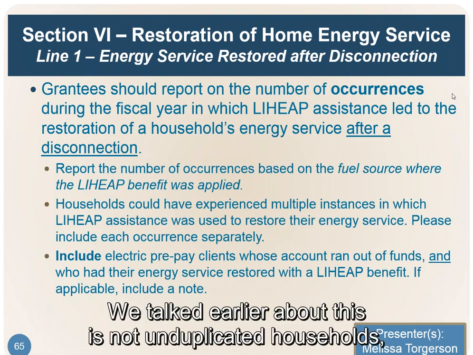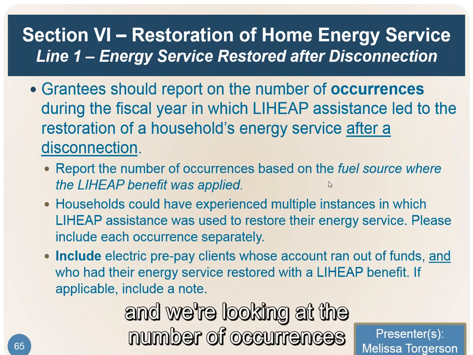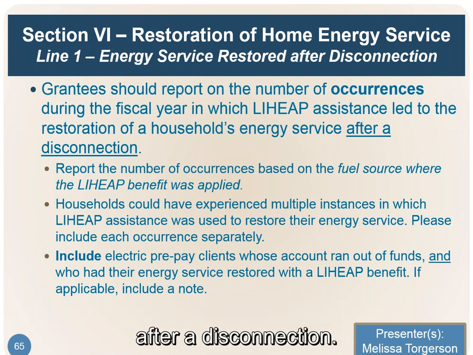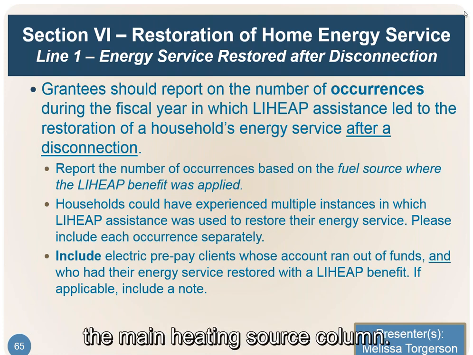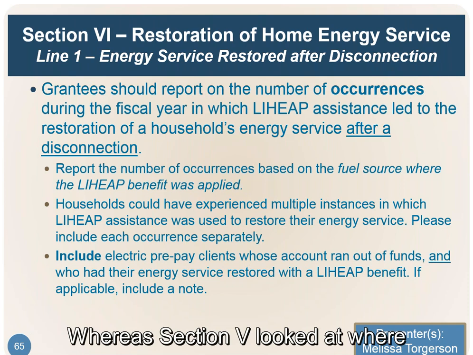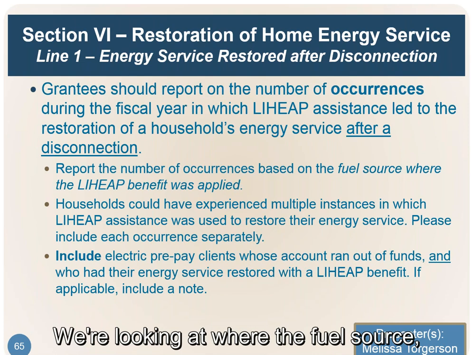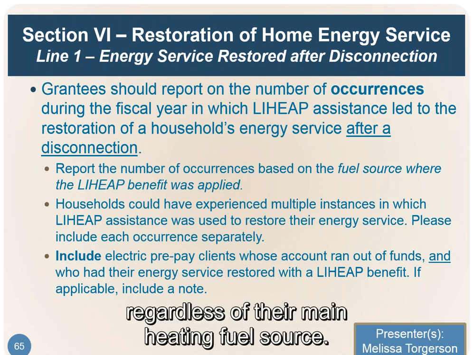We talked earlier about this not being unduplicated households. This is the number of occurrences, and we're looking at the number of occurrences where LIHEAP assistance led to restoration after a disconnection. You'll notice that I slipped at the beginning of this and said you'll want to look at the main heating source column, but that's not how we're reporting it this time, whereas Section 5 looked at where the client's main heating source is. We're looking at just the opposite here. We're looking at the fuel source where the LIHEAP benefit was applied, regardless of their main heating fuel source.